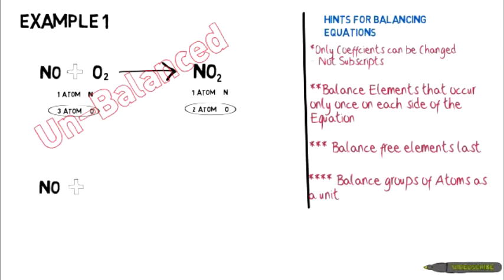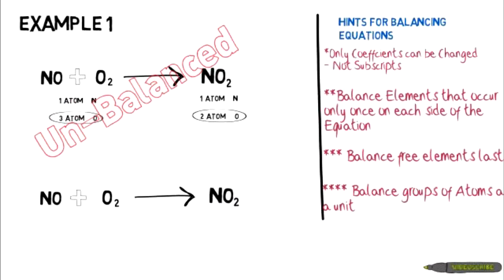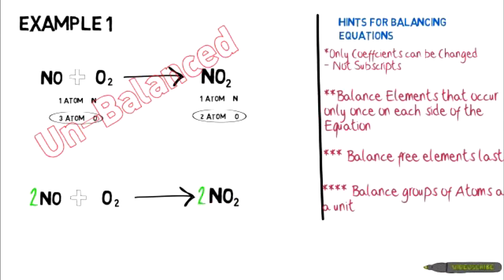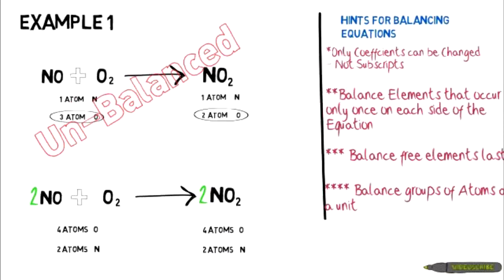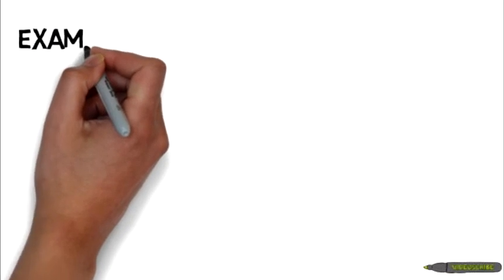In our example, NO plus O2 gives us NO2. We notice that N occurs once on both sides of the equation, so we start with that. We multiply that by 2 because it affects the O, which is what we're balancing, and we have to multiply by 2 on the other side just to make them equal. So we have 4 atoms of O and 2 atoms of N on both sides, and this is a balanced equation.